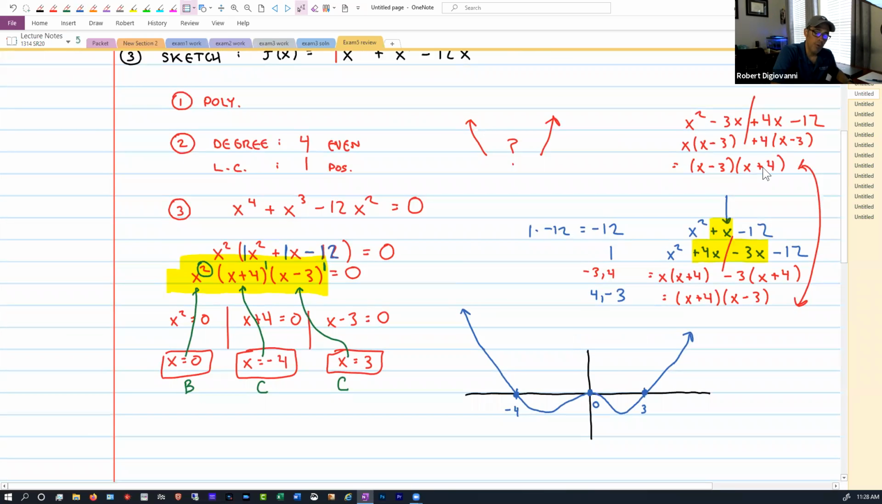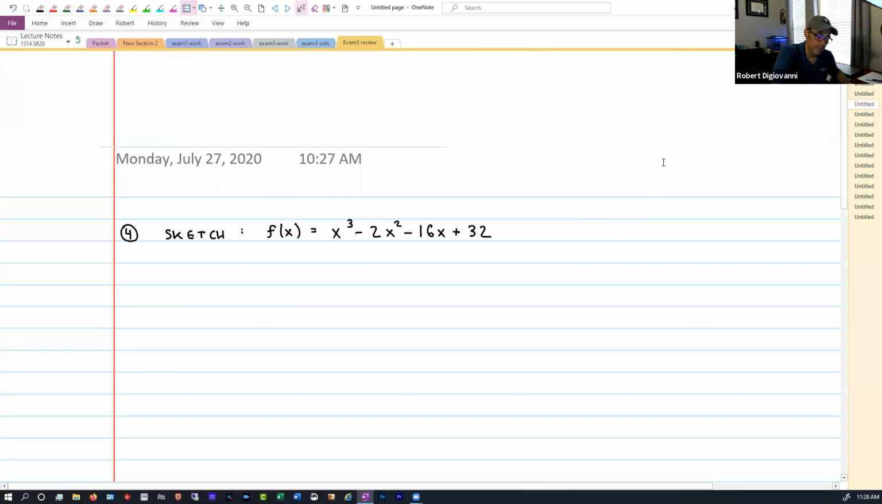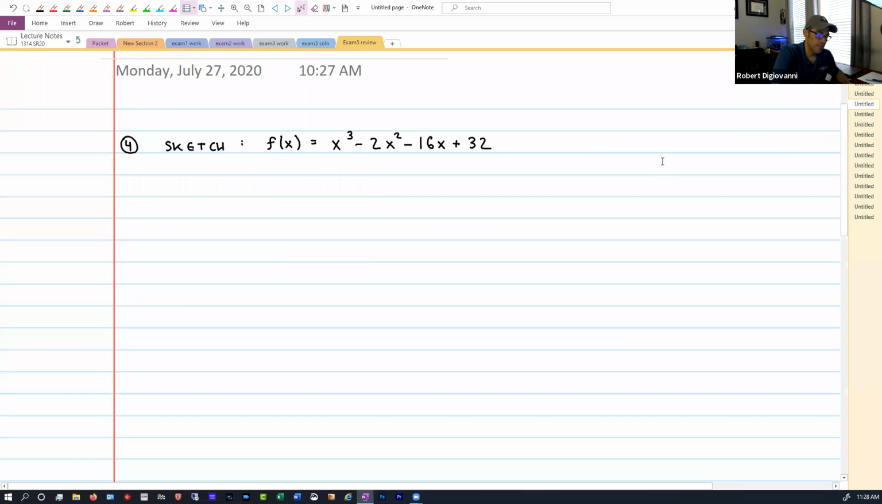Okay, so we've done 3 polynomials. Now we're on to number 4. I have a 4th polynomial, which again is not factored. So let's work through this.